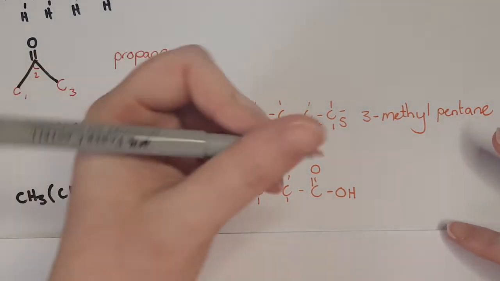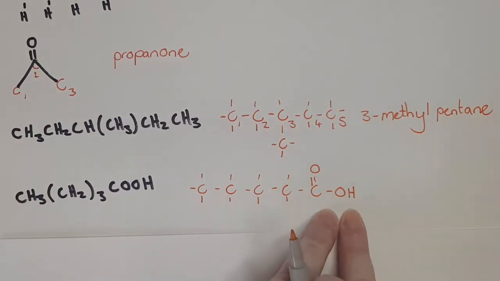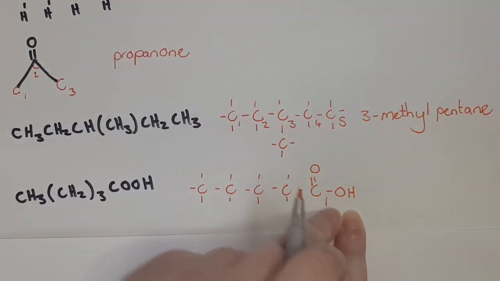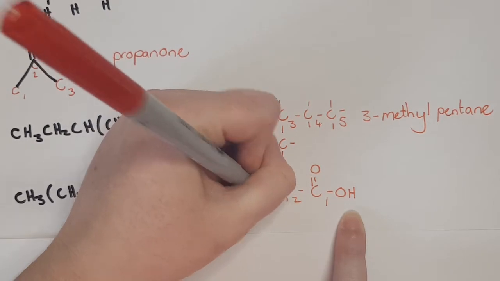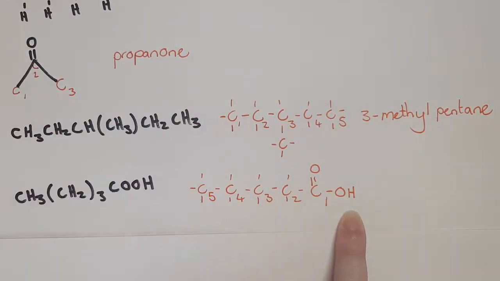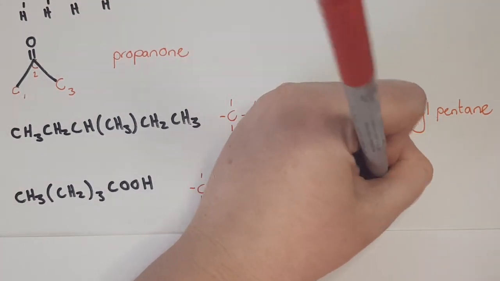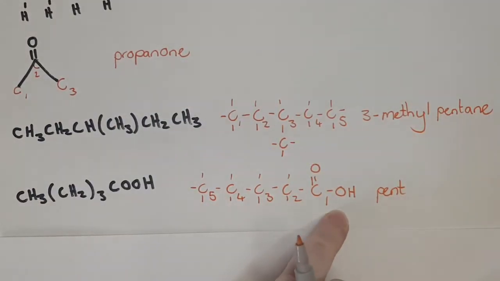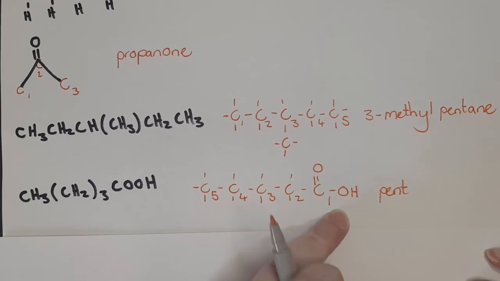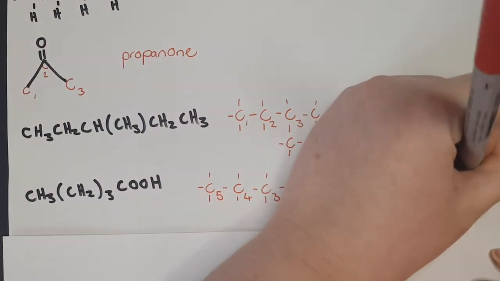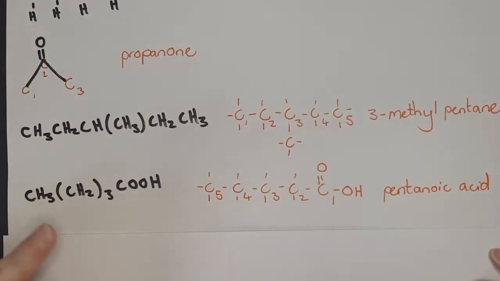So now I have my chain drawn out. I can count the carbons. Functional group on the end must always have the smallest number. So I can say 1, 2, 3, 4, 5. So 5 carbons is pent. Because it's a carboxylic acid, I know that functional group means it's going to be pentanoic acid. And there is my name for that one.